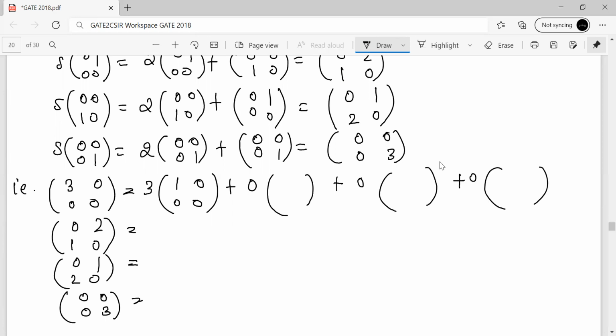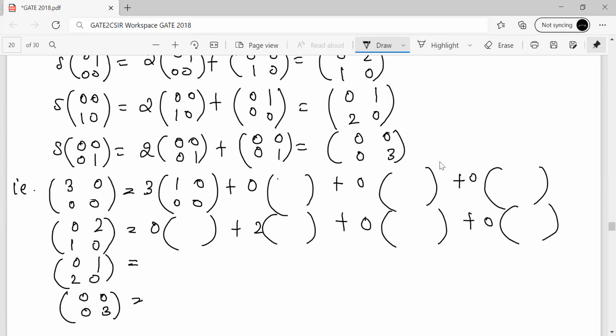So that is 3 times 1, 0, 0, 0 plus everything will be 0 now. So now if you noticed, then directly we can write the matrices as the column, okay? Because 3, 0, 0, 0, and here it will be 0 times the first matrix plus 2 times the second element, then 0 times the third one plus 0 times the fourth one, okay? So this is what I mean to say.